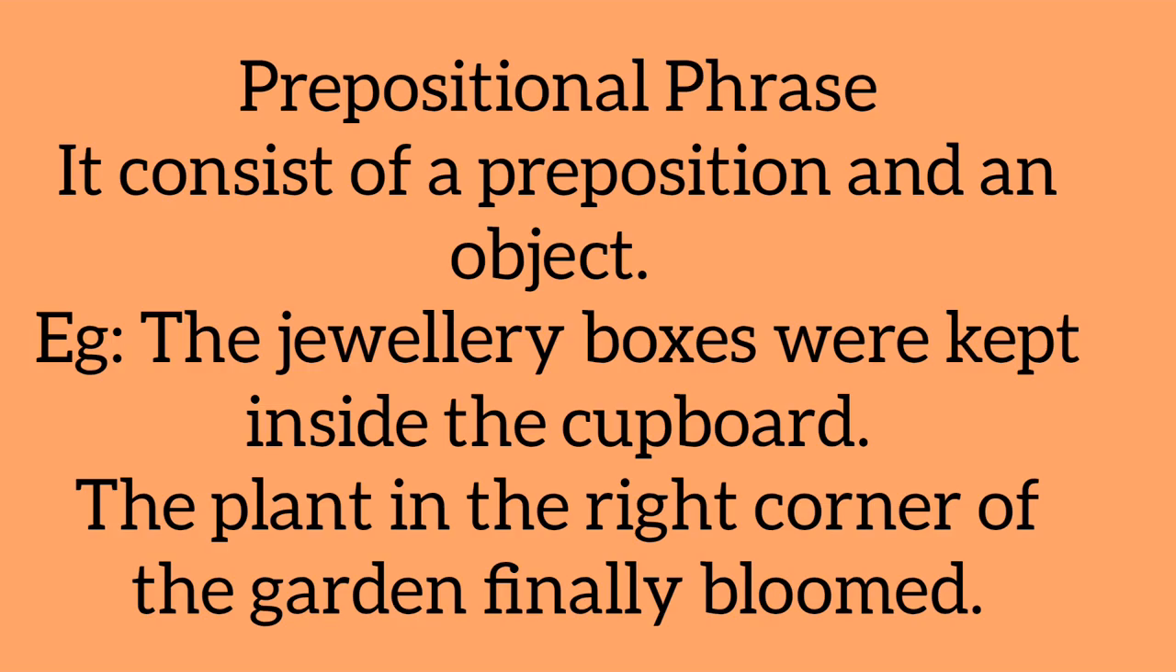So the last one, prepositional phrase. A prepositional phrase consists of a preposition and an object. So it relates the subject and verb in a sentence. For example, the jewelry boxes were kept inside the cupboard. Here, inside the cupboard is the prepositional phrase. Now, the plant in the right corner of the garden finally bloomed. Here, in the right corner of the garden is the prepositional phrase.